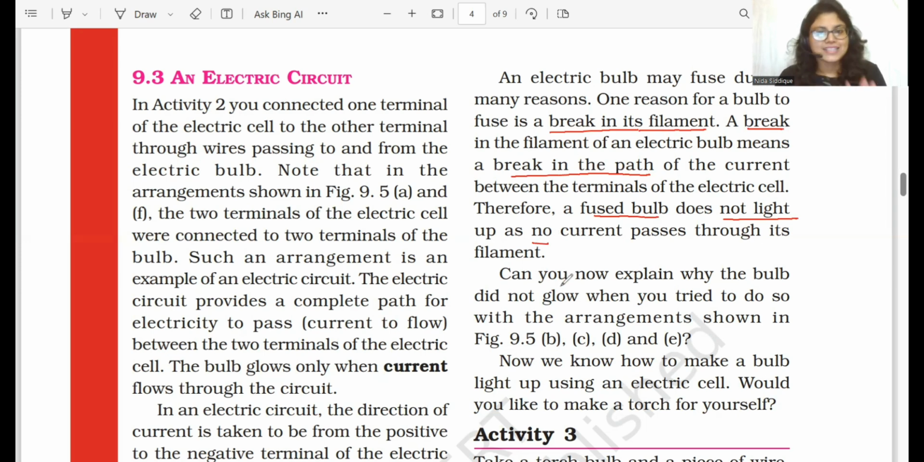So now you all can understand why the bulb in the other arrangements was not glowing, because there was breakage. Their path was not complete. It was incomplete. Now in the next video, we will be learning something very interesting.